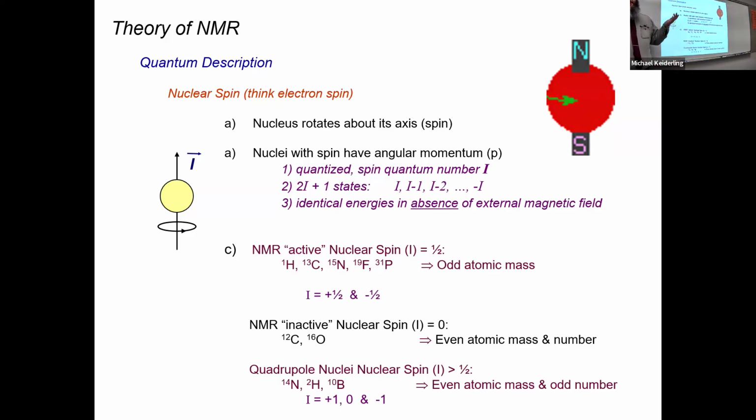NMR inactive nuclear spins are ones with I of 0. These are ones that have even atomic mass and number, like carbon 12 or oxygen 16. And then there are ones with quadrupolar nuclear spin, where I is greater than 1/2. These tend to have I of whole number, even atomic mass and odd number. They tend to have I of 1, where plus 1, 0, and minus 1 are the relevant ones. So nitrogen 14, deuterium, boron 10.